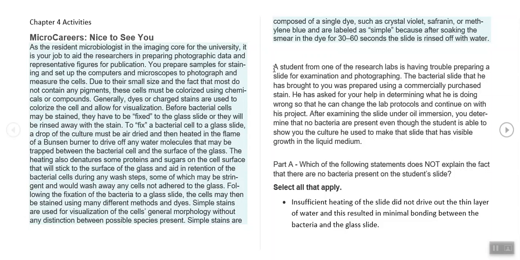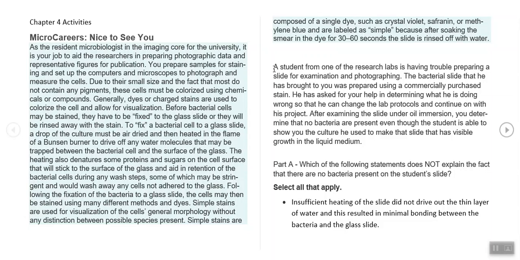And in all of that, it actually talks about how the whole purpose of fixing those bacteria to the slide. So, insufficient heating of the slide did not drive out the thin layer of water and resulted in minimal bonding. So, the bacteria literally washed off. So, that is a possibility.